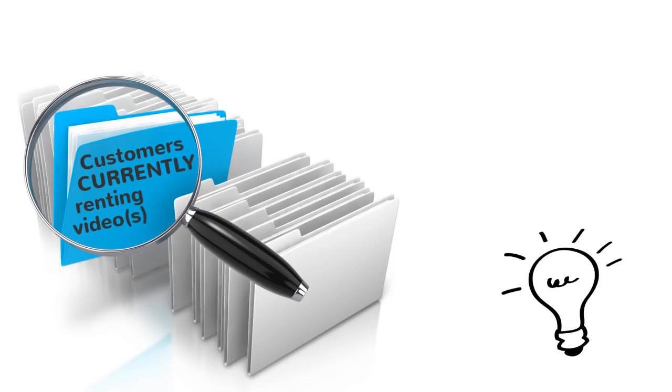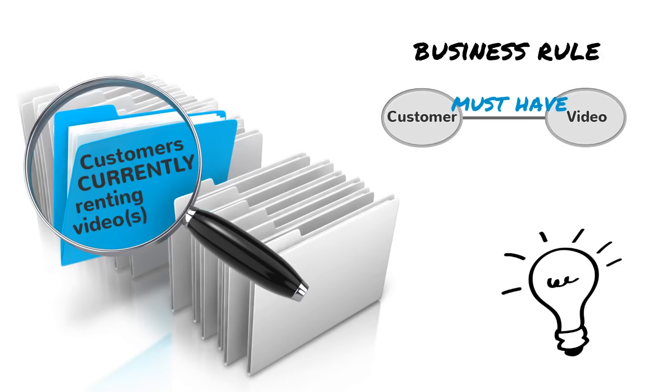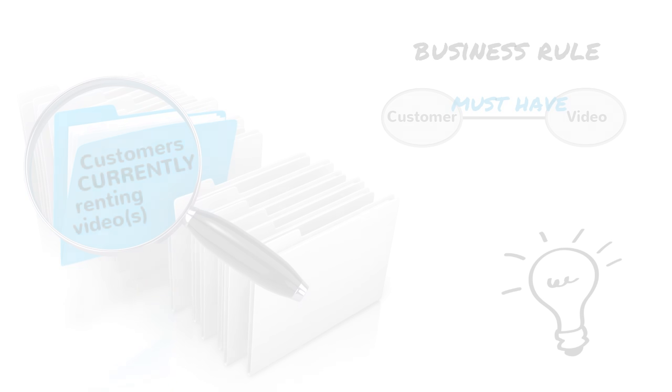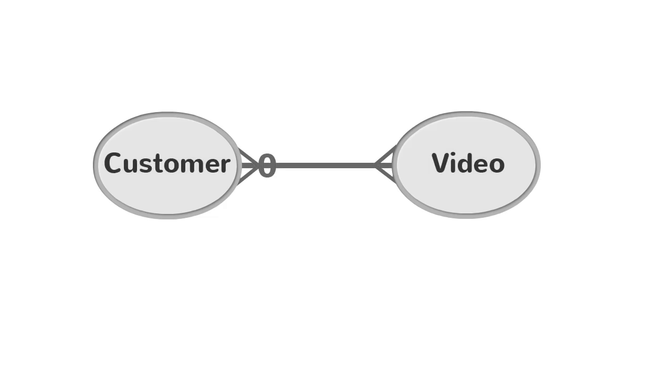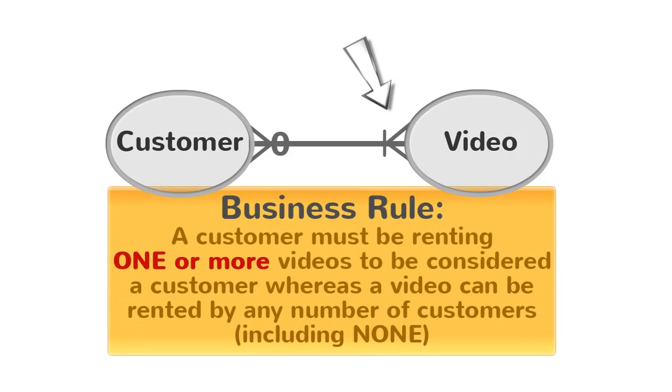If we were to assume that you are only interested in keeping track of customers who currently have rented a video, the model would have to change. Your business rule then states that the customer entity has to be associated with at least one video entity. This is represented on the diagram by placing a bar on the end of the relationship line closest to the video entity to indicate that there has to be at least one occurrence of that entity for the relationship to exist. The business data model would now represent that a customer must be renting one or more videos to be considered a customer, whereas a video can be rented by any number of customers.